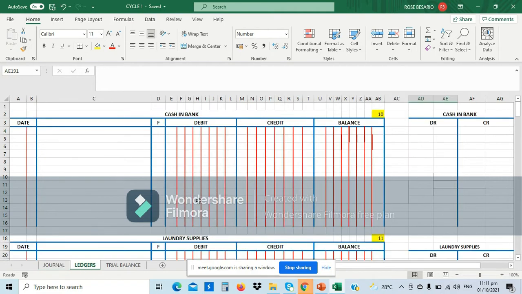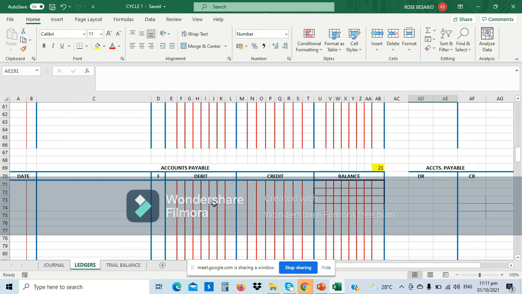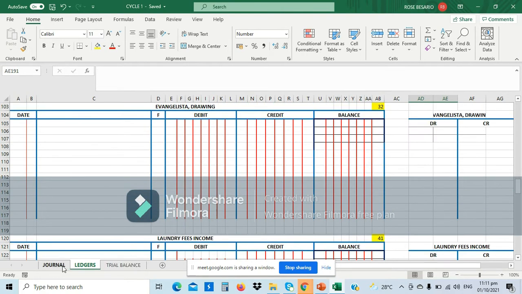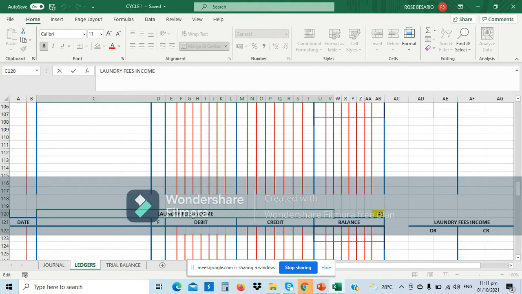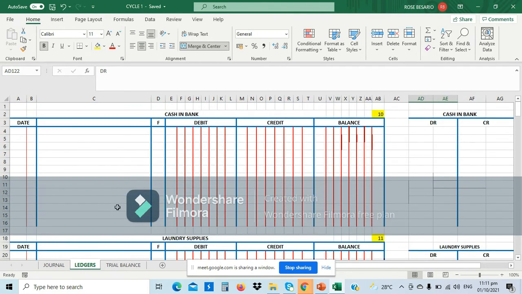So this is our ledger. I already provided here the account titles taken from the accounts in the journal. I'll just change this one into laundry income, and this one is laundry income, because this is the account title I'm using in the journal entry. Okay, so let's start.